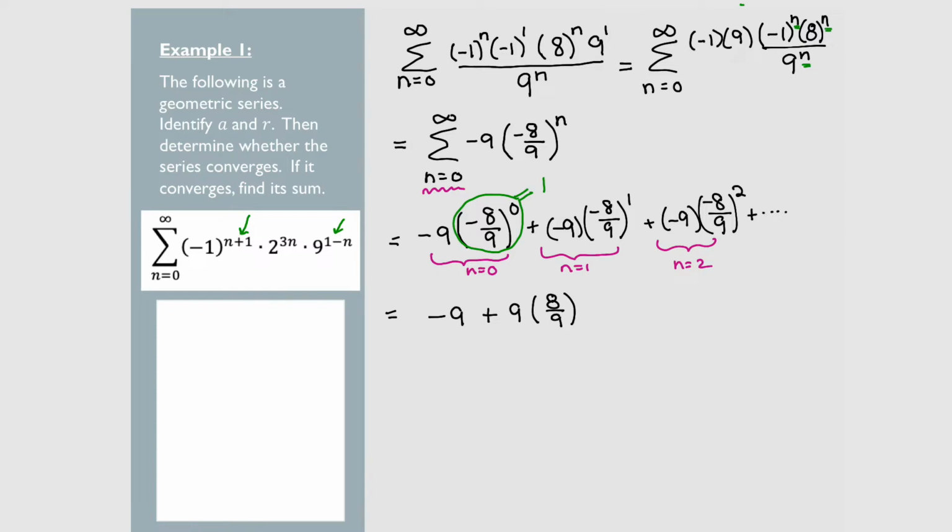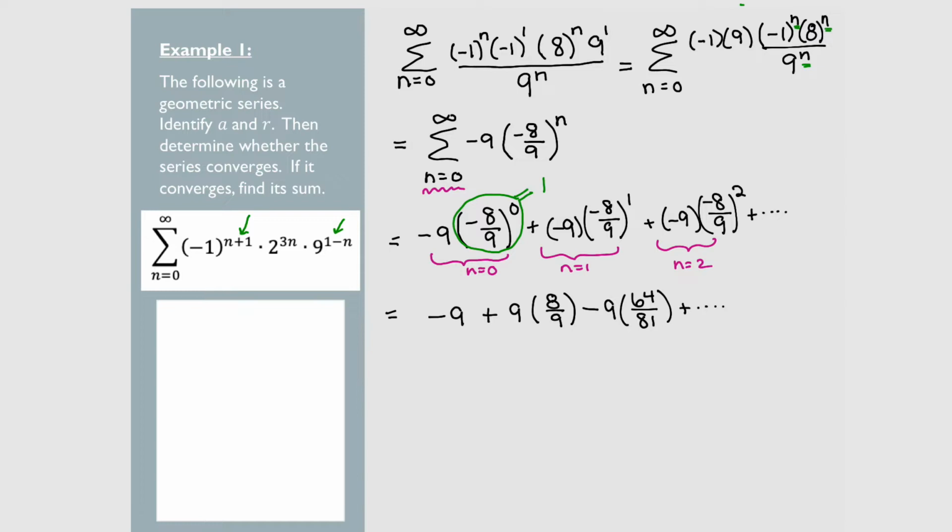And then I'm going to have negative 9 times a positive 64 over 81. And so that's going to be a negative. Actually, I should undo that. So that term is going to be a negative 9 times 64 over 81, etc., etc. So this is my geometric series.